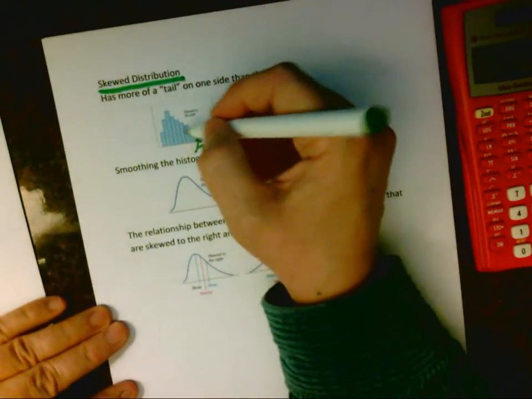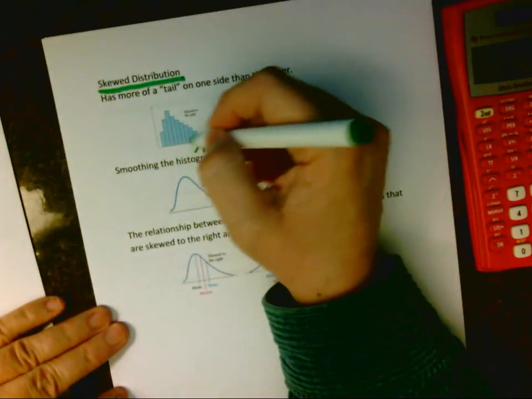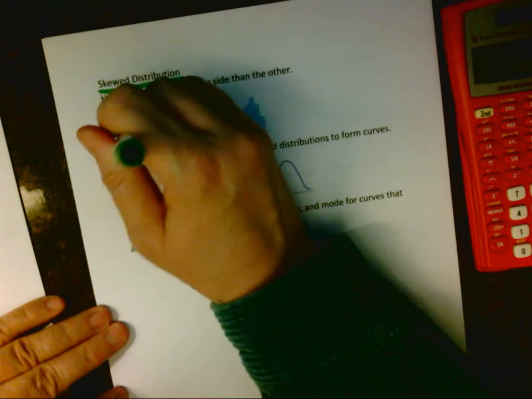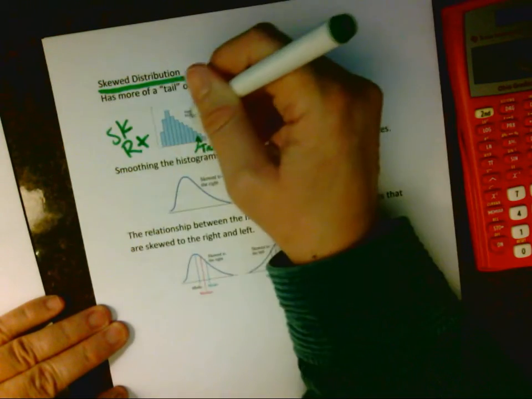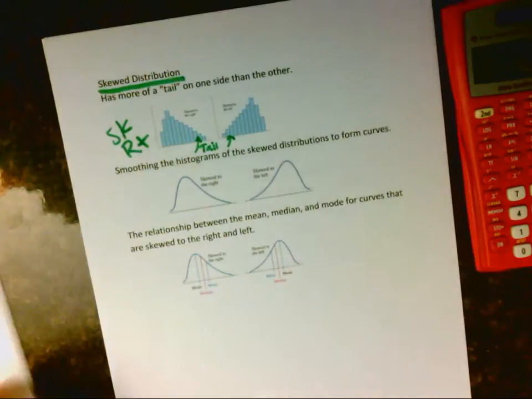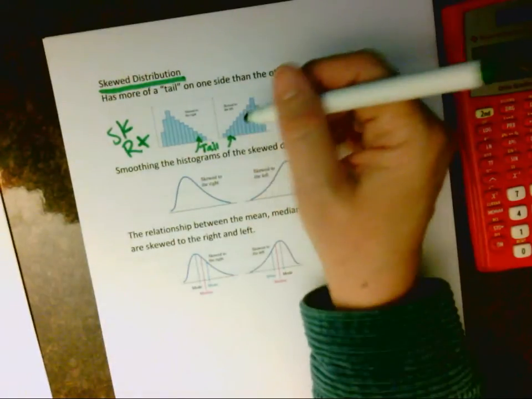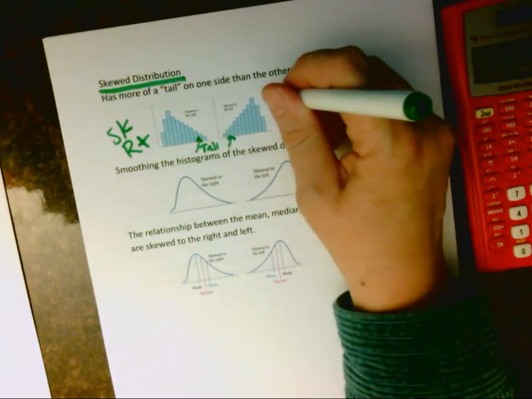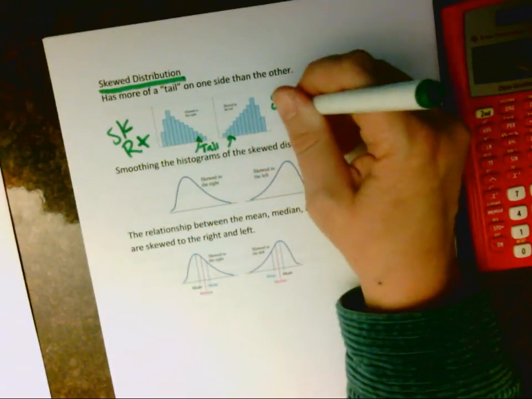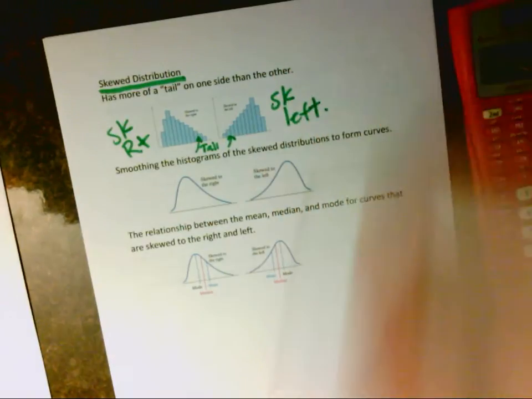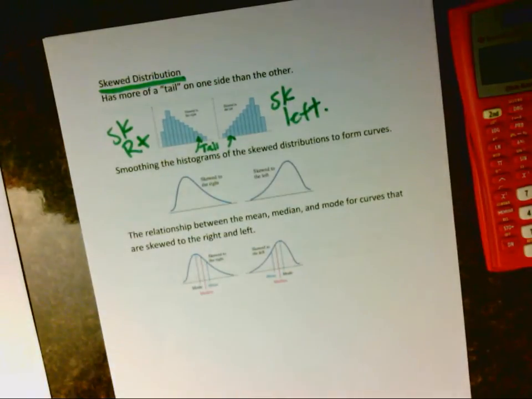Oddly enough, when the hump is on the left and the tail is to the right, we call this skewed right, and that's what those little words there say. Skewed to the right. Here, when the tail is sticking to the left, we call this skewed to the left. That's, again, what your handout says.